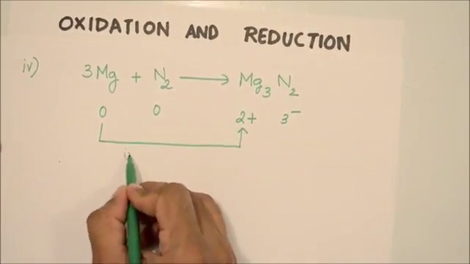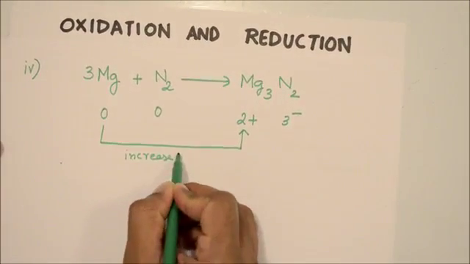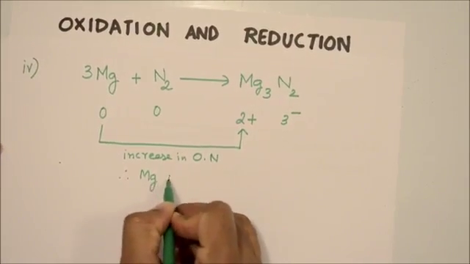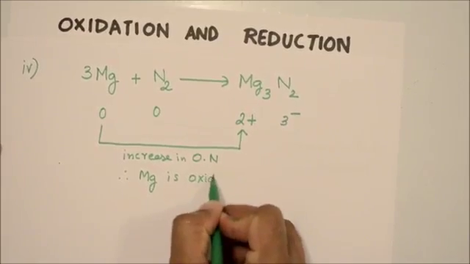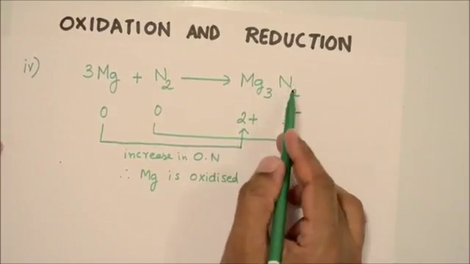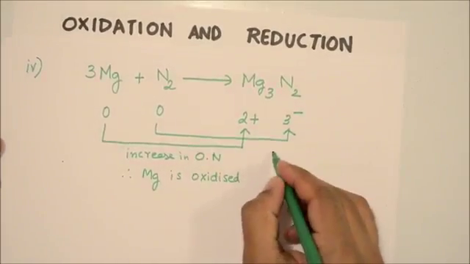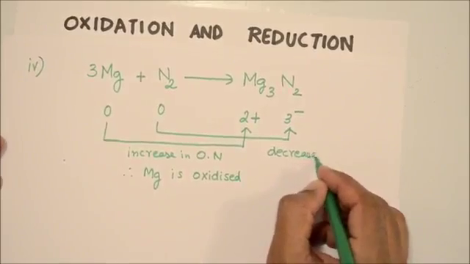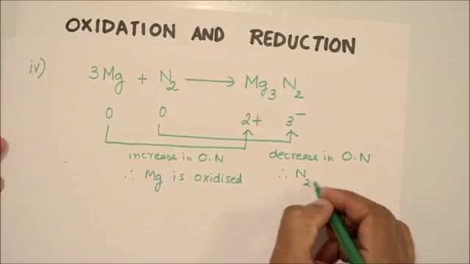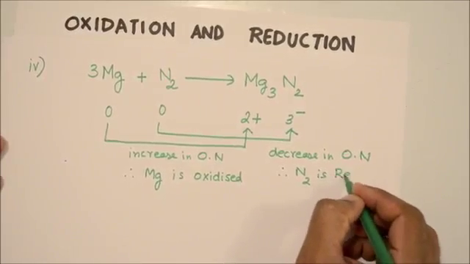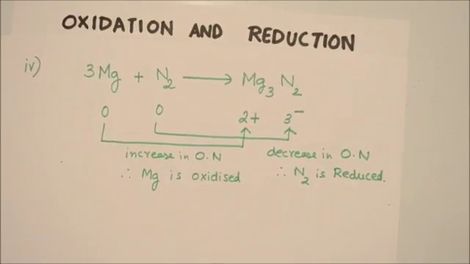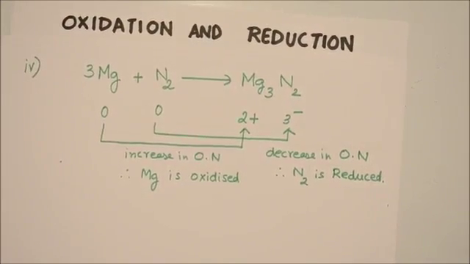So there is an increase in charge, that's 0 to +2. So increase in the oxidation number. I repeat, there's an increase in the oxidation number. Therefore, magnesium is oxidized. It's undergoing oxidation. And nitrogen is undergoing reduction because it is moving from 0 to -3. So there is a decrease in oxidation number. Therefore, nitrogen is reduced. So we can identify magnesium is oxidized and nitrogen is reduced.